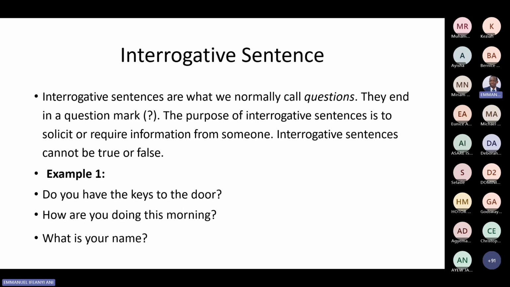Okay, so examples. Do you have the keys to the door? How are you doing this morning? What is your name? So these are questions. They are called interrogatives or interrogative sentences. They cannot be true or false.